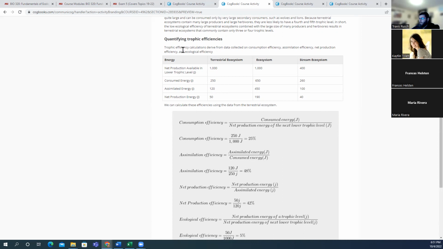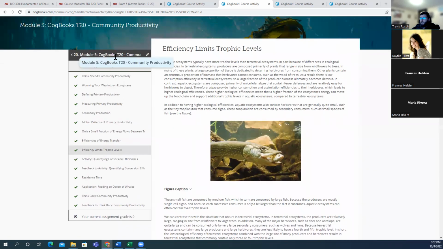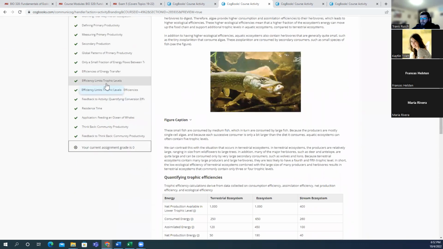Ultimately here, they're asking us to calculate everything, right? Because it's practice. So to get to the last one, the ecological efficiency, we're given types of energy in terms of net production available in the lower trophic level. So you could almost argue this is a type of biomass, right? That somebody said earlier. Consumed energy is the eaten energy. The assimilated energy is the absorbed energy, and the net production energy is the energy they have left over to use for production. So this is module 5 T20, and then energy efficiency limits trophic levels.